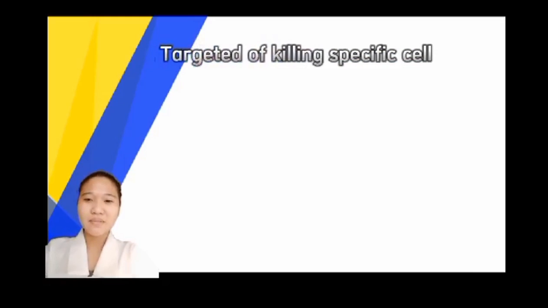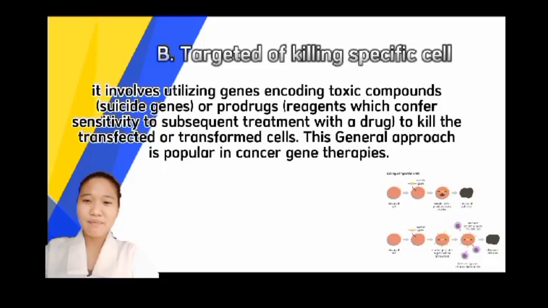Next, targeted killing of specific cells. It involves utilizing genes encoding toxic compounds or suicide genes or prodrugs, agents which confer sensitivity to subsequent treatment with the drug, to kill the transfected or transformed cell. This general approach is popular in cancer gene therapies. Killing of specific cells is aimed to insert DNA into a diseased cell that causes that cell to die.